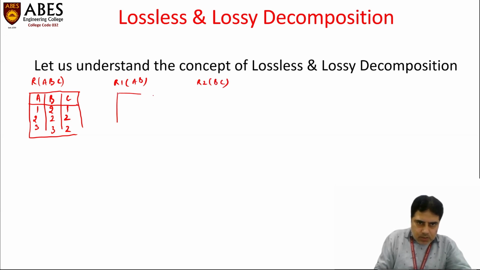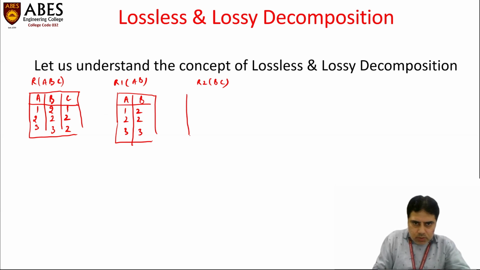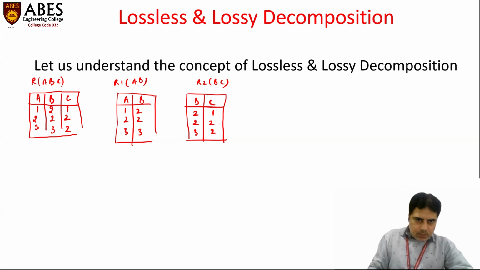So in R1, there are two attributes, A and B. Here we have 1, 2; 2, 2; 3, 3. Now here R2 has attributes B and C. So the tuples are 2, 1; 2, 2; and 3, 2. Now as per the father of DBMS, when we join these two tables, there should be some common attribute. So here B is the common attribute.